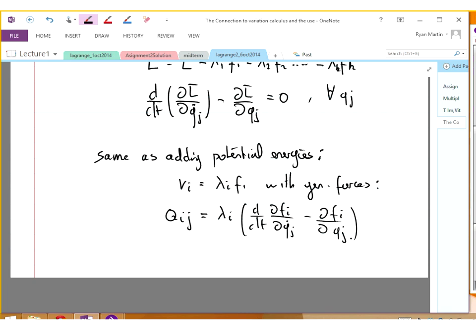Remember, if it's just a conservative force, you would only have the second term, so the generalized force would be minus lambda i ∂Fi by ∂qj. But in the one case where you have this generalized potential in electrodynamics, we saw that you could add the second term. And so that's a little bit interesting, right?